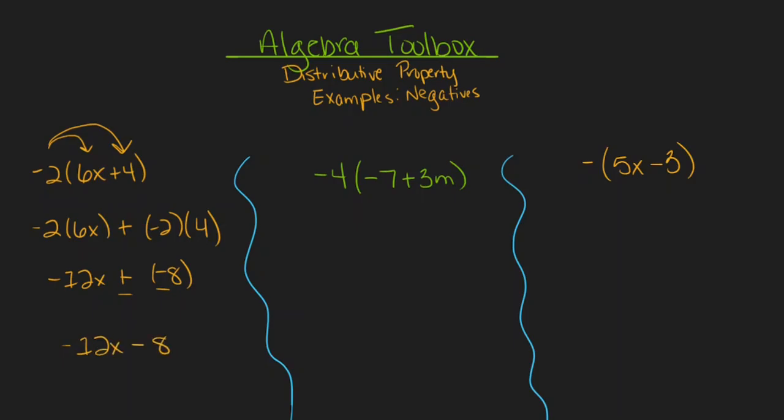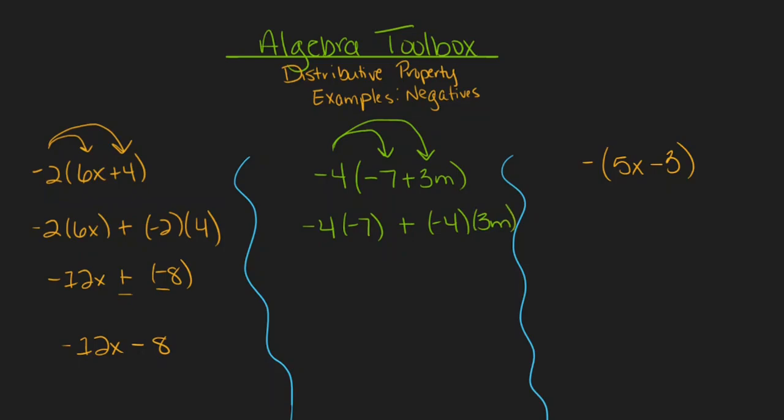Let's take a look at our next example, which is negative 4 times the quantity negative 7 plus 3m. Just like we did in our previous problem, the distributive property tells me that I can multiply this negative 4 into all terms inside the parentheses. So I can think of this as negative 4 times negative 7 plus negative 4 times 3m. I can actually complete the multiplication now.